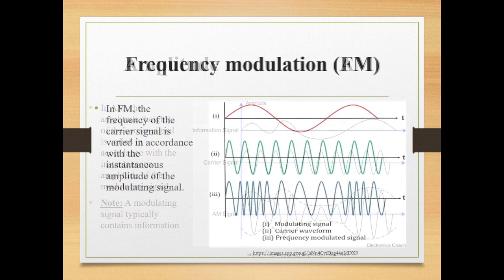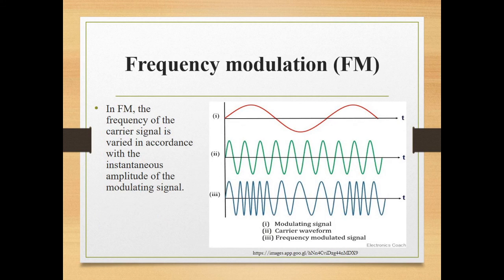In frequency modulation, in this figure we can see three different signals. The first one is the modulating signal or the message signal. Second one is the carrier waveform. The frequency of the carrier waveform is changed in accordance with our message signal or the modulating signal, and finally we obtain a frequency modulated signal.